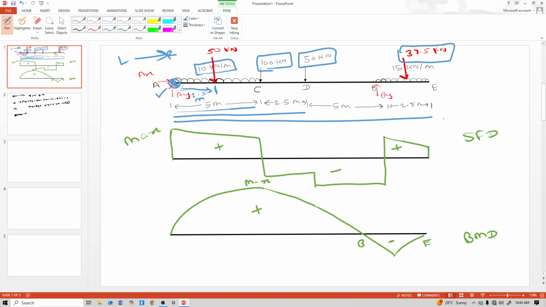Again consider this force also, minus BY into 1515.625 minus BY into this 5 plus 5 is 10, 10 plus 2.5 is 12.5, and equal to 0. Minus because this is anticlockwise to that point A.